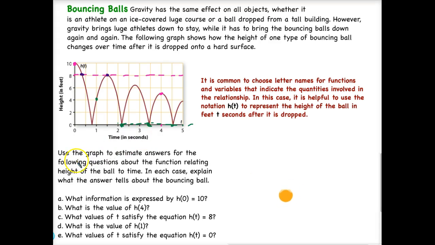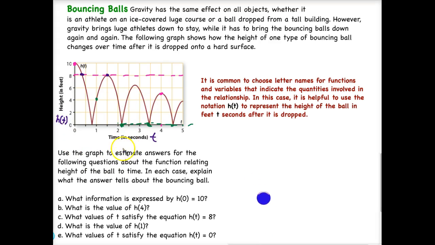Another thing we should notice is that when we are dealing with a contextual situation, it's good to use letters for our notation. So this is part of our function notation. Our independent axis here is time, so we could call that t. Our dependent axis, our y-axis, is height. So we could call that h of t, meaning height as a function of time.